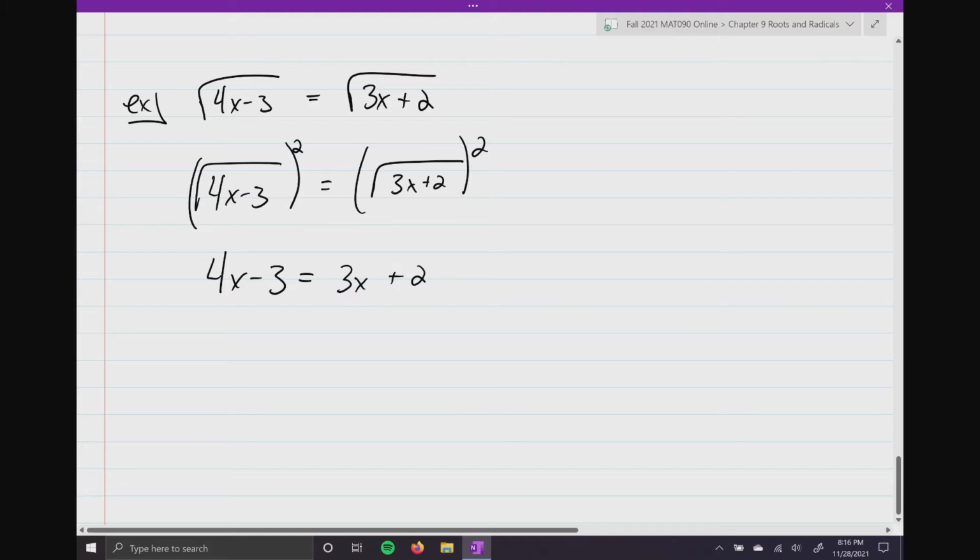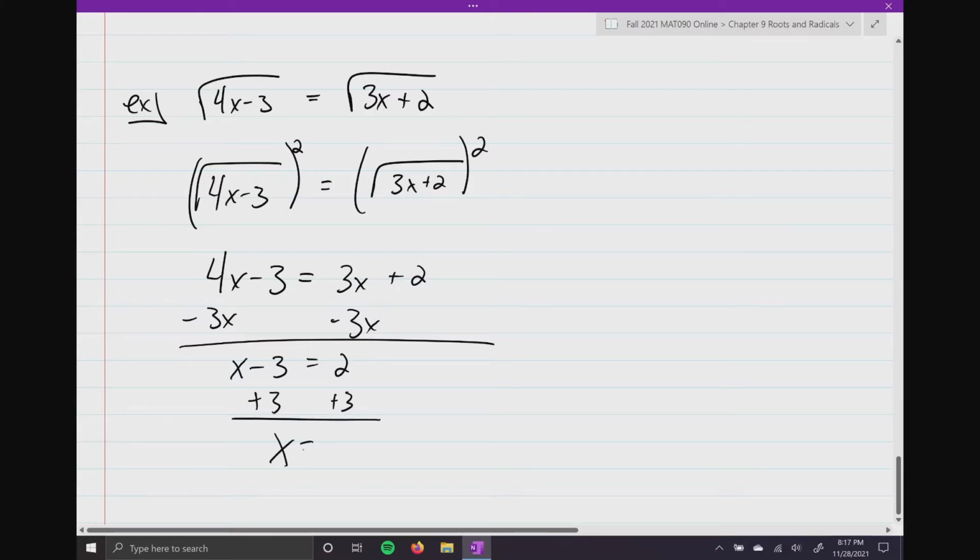Now, it's linear. All the variables are raised to the first power. So I'm going to subtract 3x from both sides. That gives me x minus 3 equals 2. I'm going to add 3 to both sides to give me x equals 5. Remember, you got to check.